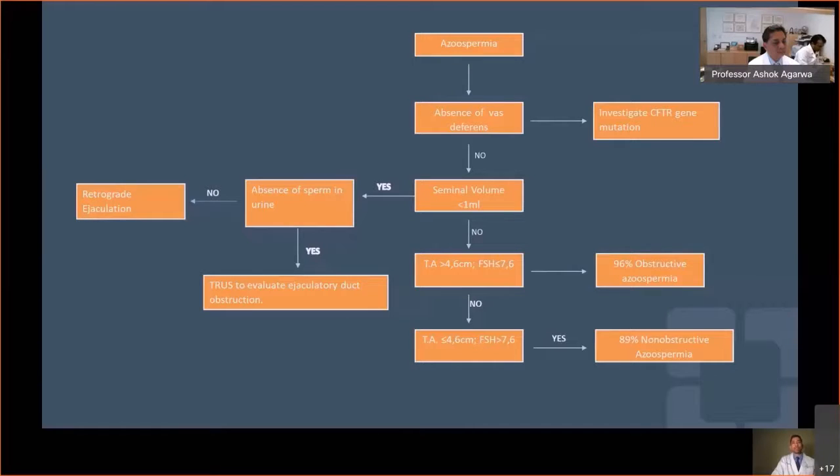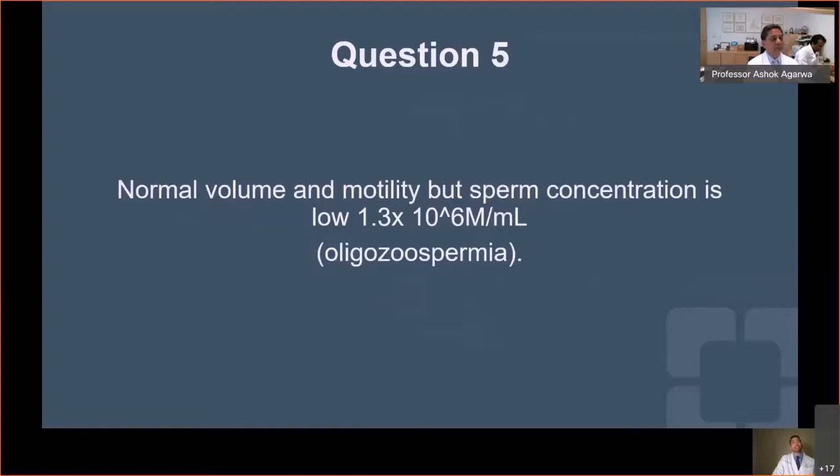A testicular axis of greater than 4.6 centimeters and a follicle stimulating hormone level less than or equal to 7.6 has a sensitivity of 96% in identifying obstructive azoospermia. However, a testicular axis of less than 4.6 with an FSH greater than 7.6 is more predictive of non-obstructive azoospermia. Now, an entire lecture can be dedicated to the diagnosis and management of azoospermia, but for today's lecture, we'll have to just stick with the basics.